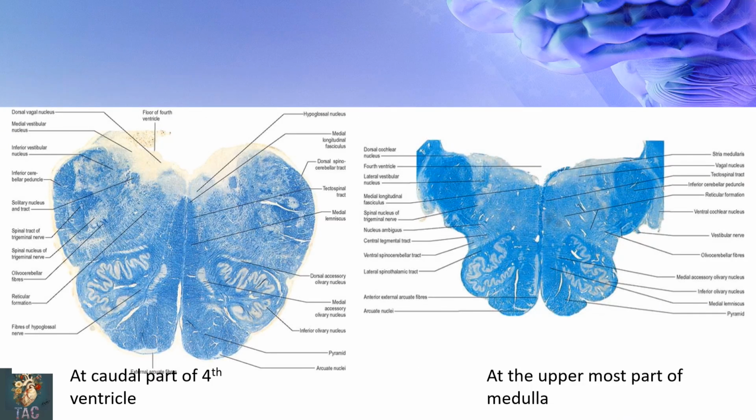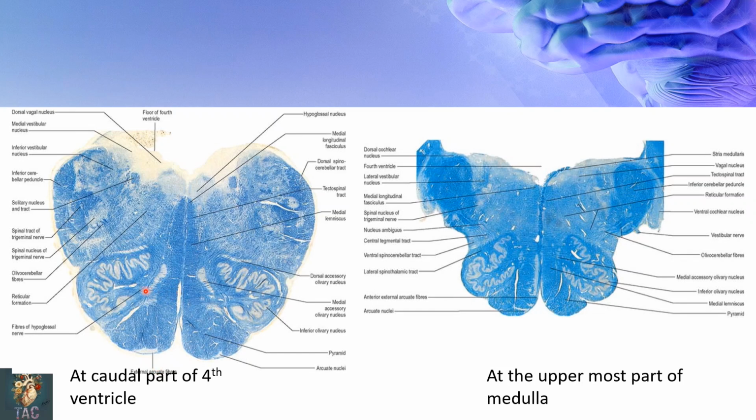This is the difference between the caudal part of the fourth ventricle and the uppermost part of the fourth ventricle. This one resembles the previous because it is at the same level. You can say it is also the level of the inferior olivary complex. So this is the inferior olivary complex. Here you can see the dorsal accessory olivary nucleus and also the medial accessory olivary nucleus. These are the pyramids, the arcuate nucleus, and the external arcuate, anterior arcuate fibers which are present over here.